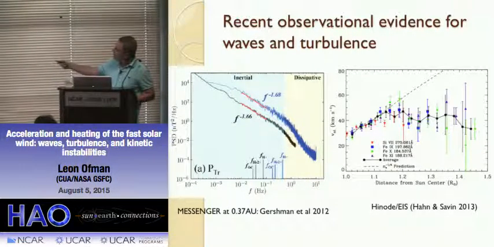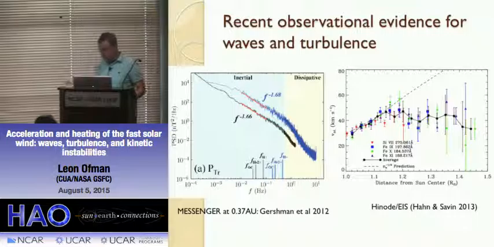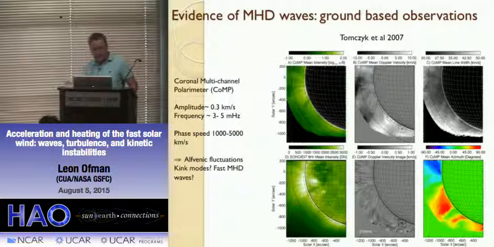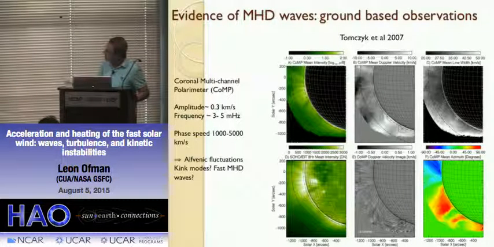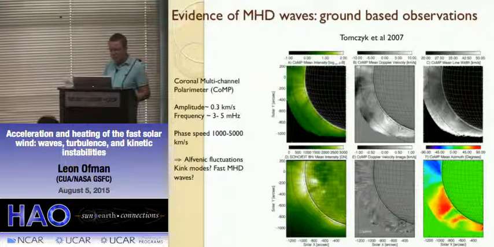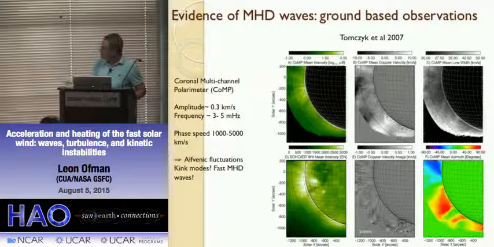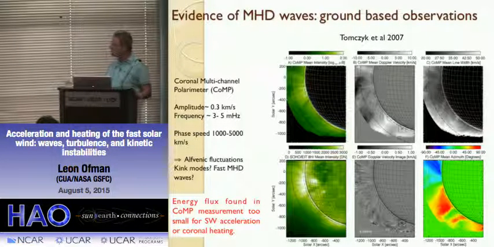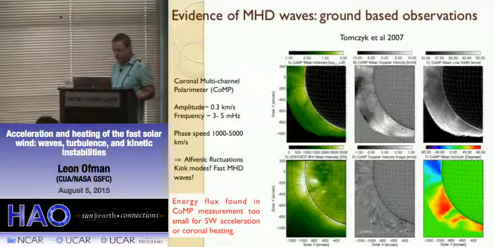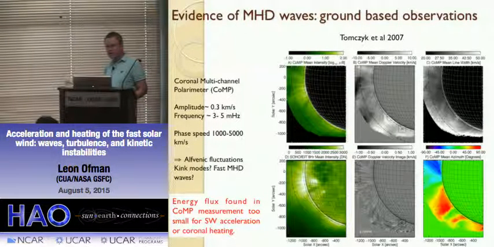So possible departure from WKB is due to reflection, dissipation, and the structure in the lower corona. Okay, this is again reminding ourselves of the ground-based measurements that show evidence of Alfvén waves or possibly kink waves in the lower corona, but we have structures, so they are coupled to other modes. The problem is that these measurements at least show that there is not sufficient energy flux in the fluctuations, the magnetic MHD fluctuations. However, this could be the result of integration over line of sight and limited resolution of the instrument. But this is still work in progress, right?